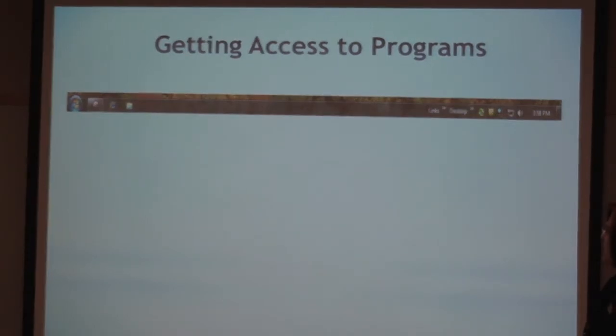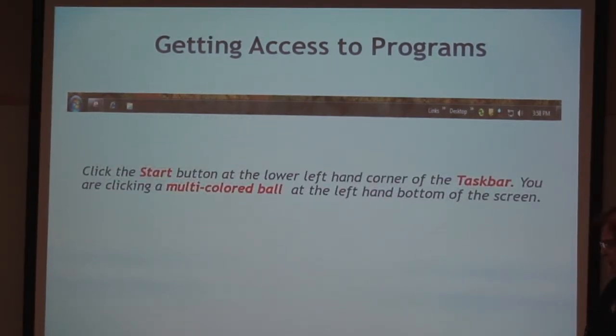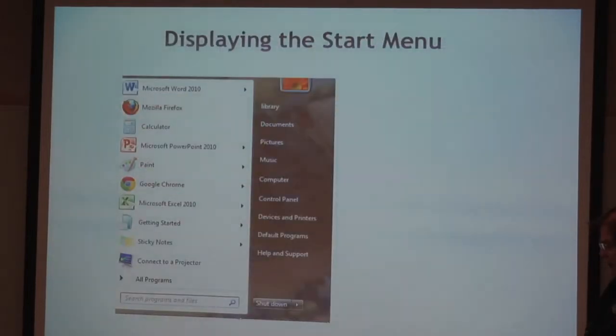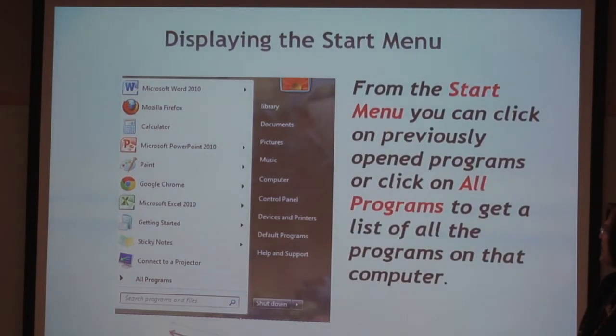Now we come to the Start menu button. It is the ball in the lower left-hand corner of the screen, and as you can see, it has a multicolored ball. You're going to click on this to get access to programs. When you click on it, you'll see some programs at the beginning of the menu, in this case, Microsoft Word, which has been opened before. You click on All Programs to get access to other things if they're not listed in this menu.